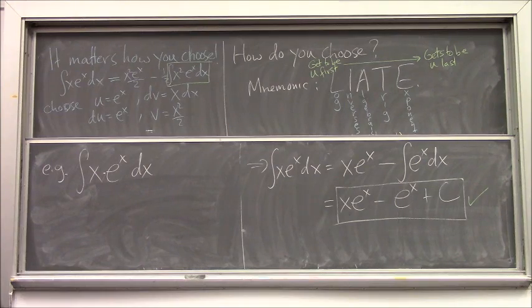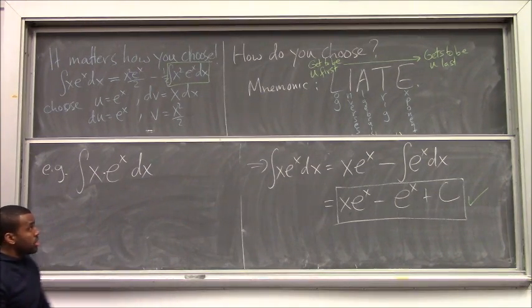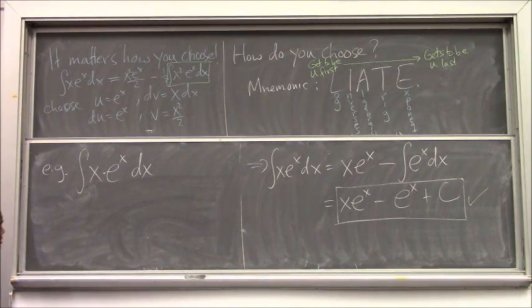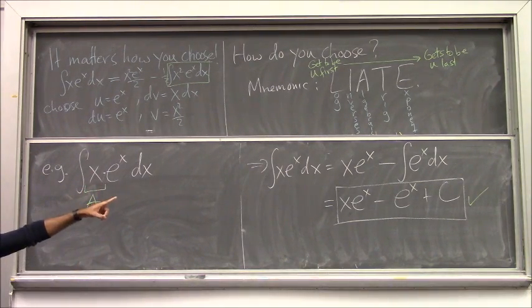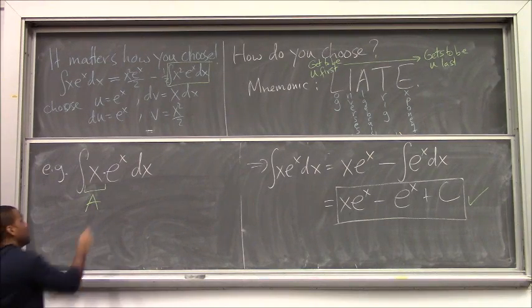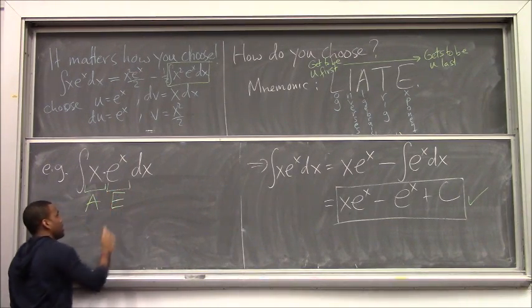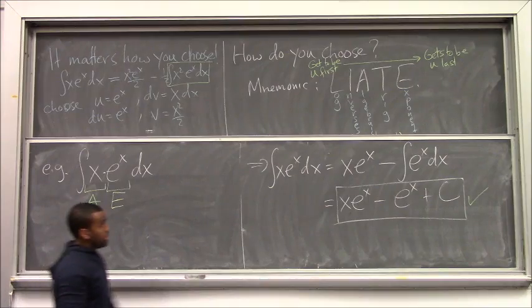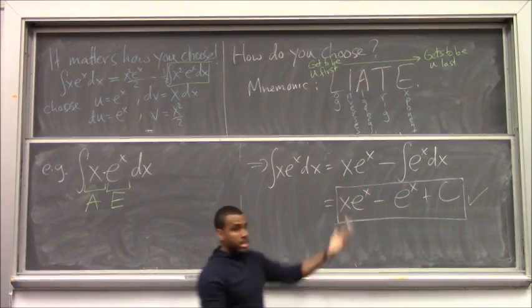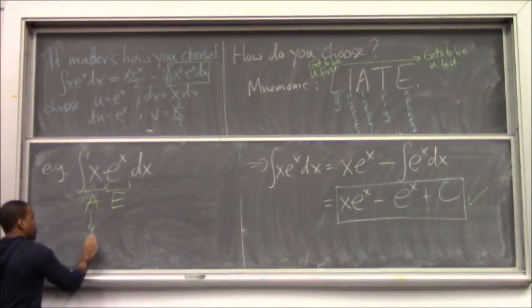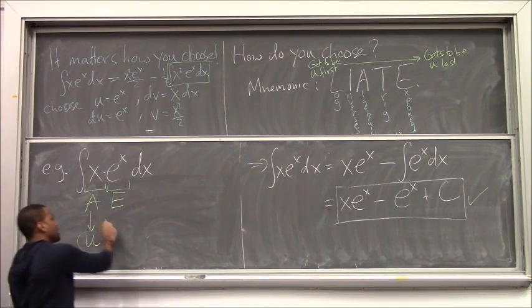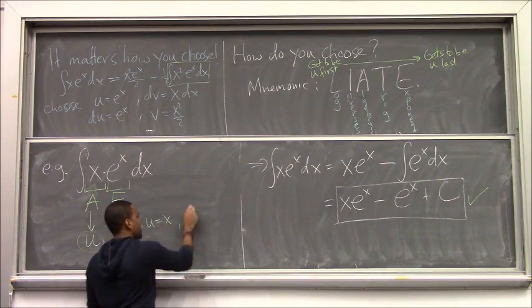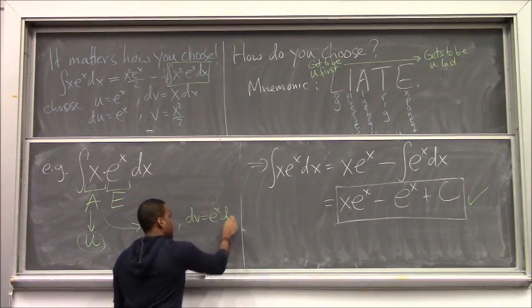Now what matters is how you choose the parts. You're going to choose based on LIATE. What you're going to do is identify the kinds of functions. This guy here is an A in LIATE because it's a polynomial. x is a polynomial. This guy here is an E in LIATE. Now, according to LIATE, A comes before E, which means the A gets to be the u. This is your u, right? And of course, consequently, the other guy is going to be the dv, right? So that's how you're going to choose. That's going to lead you to saying u equals x and dv equals e^x.